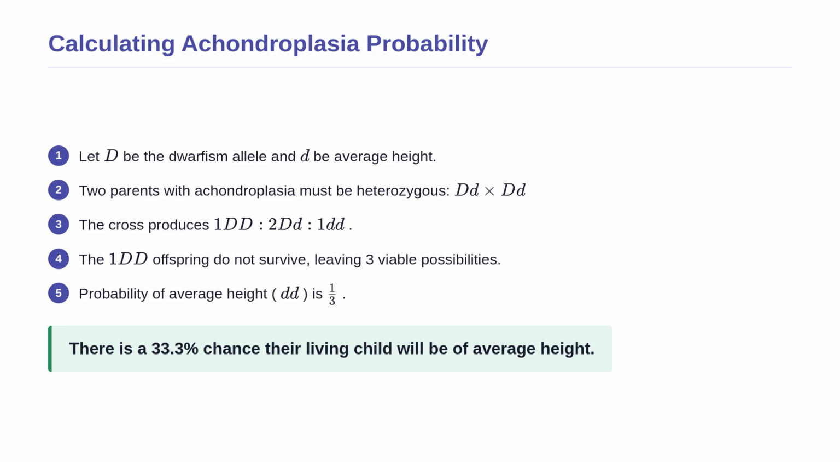The one big D big D represents a fatal pregnancy. Since those offspring do not survive, we only look at the three surviving possibilities. The final answer is that there is a 1 in 3 chance, or roughly 33.3%, that their living child will be of average height. This is vital information for genetic counseling.